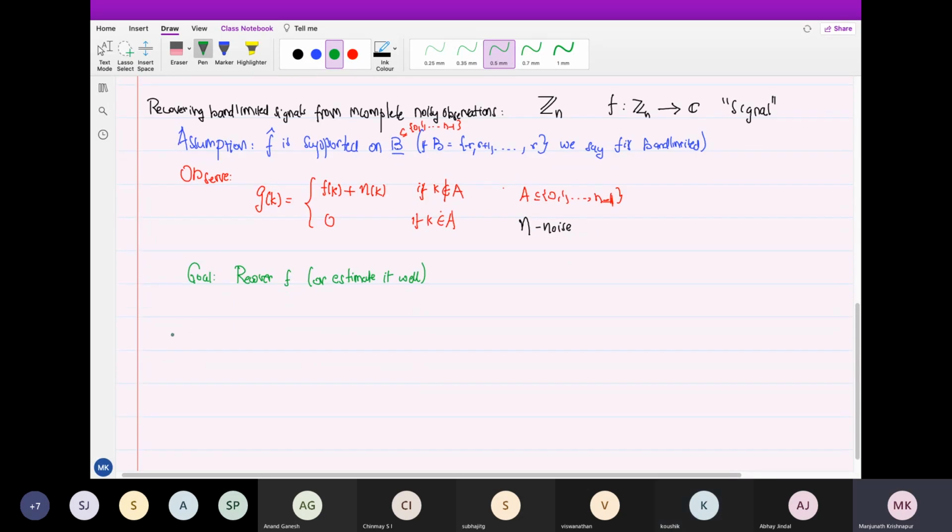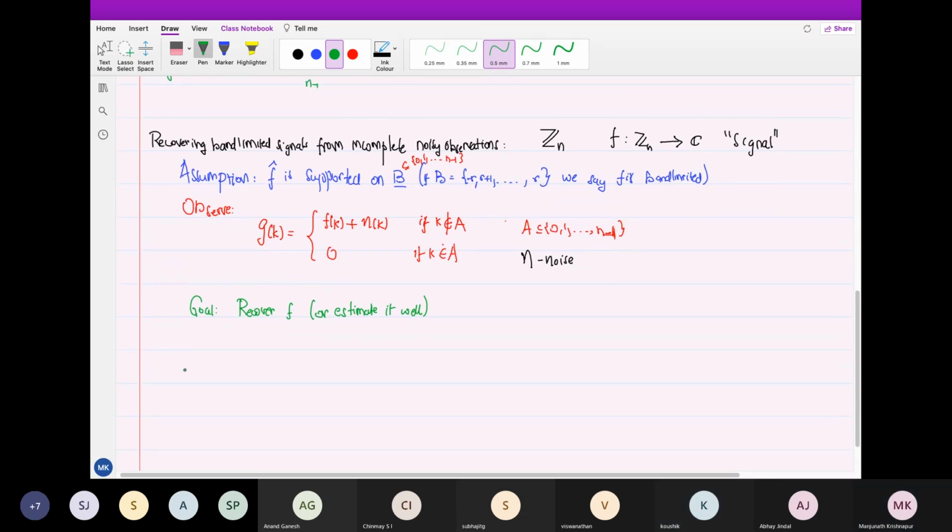So is it possible to recover? Well, for one, let's just consider, suppose the noise is fixed. So a toy case. Actually, not really. It's also a reasonable case. Suppose n is known.